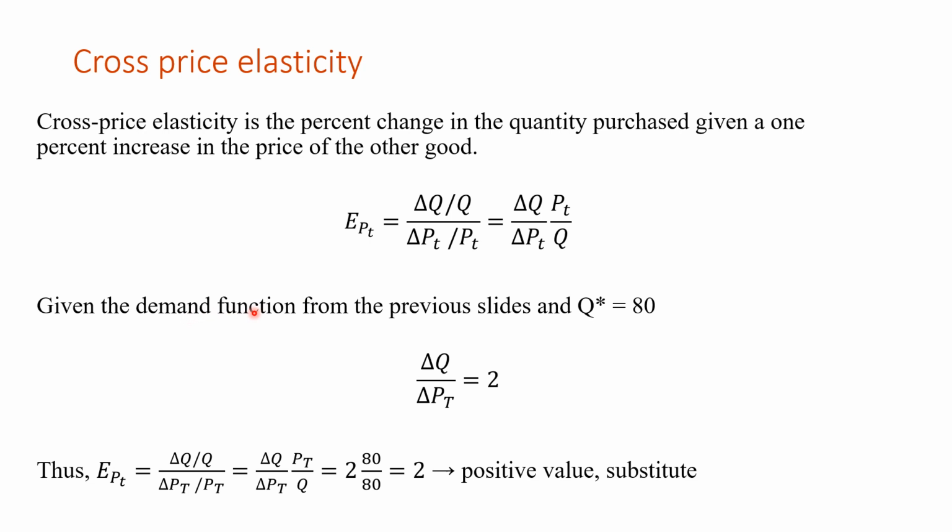So given the demand function from the previous slides, where Q star is 80, we plug that in here. The change in Q divided by the change in the price of tomatoes is 2 from the previous slide, and as a result the cross price elasticity, given by this formula, is 2 times 80 over 80, and we end up with a cross price elasticity of 2, which indicates that tomatoes are a substitute for avocado.